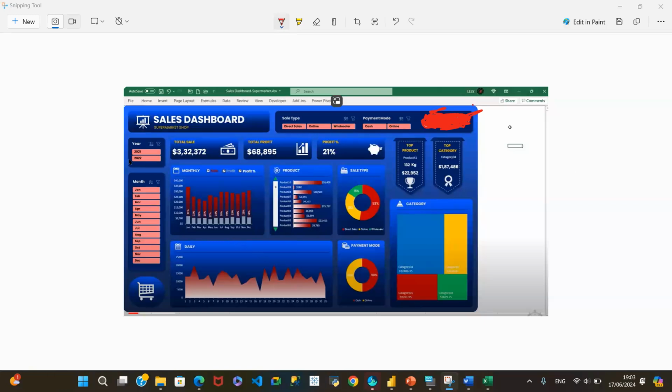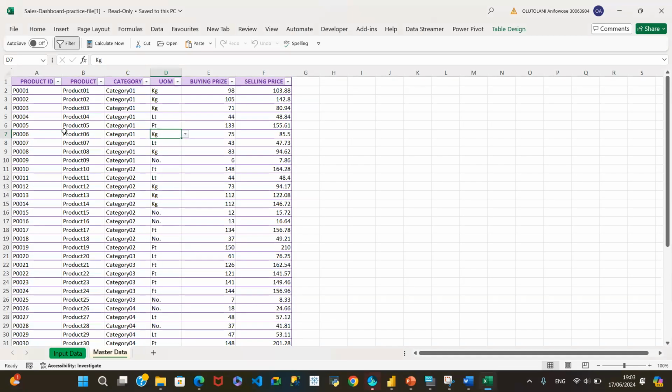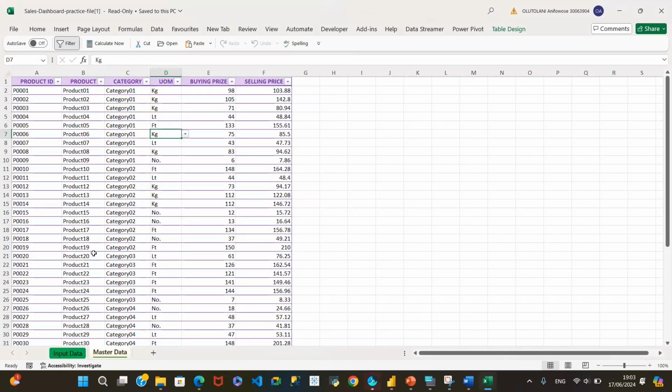So we are going to be using this template, following through step by step as we explained on Friday, to get these data projects that we have been given done. The data project has got input data and master data. These two tables are within that Excel workbook.